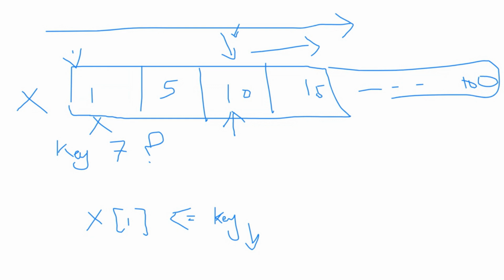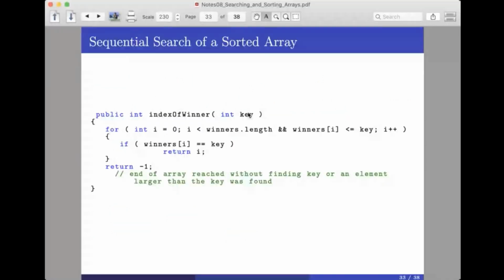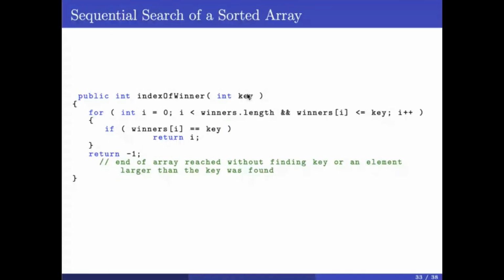Let me show you the code here. So assume that we have an array here, and you have in your key a specific element you're looking for. You start from 0 up to the last element. But in this case, we have something different here. We're going to say as long as the element at the current position is not greater than the search key that you're looking for, you can continue.